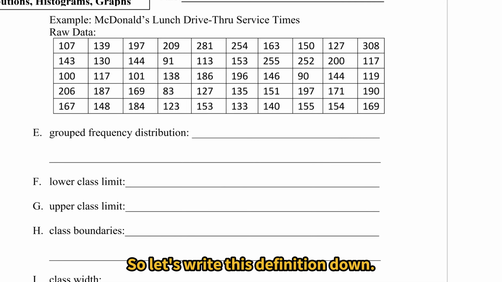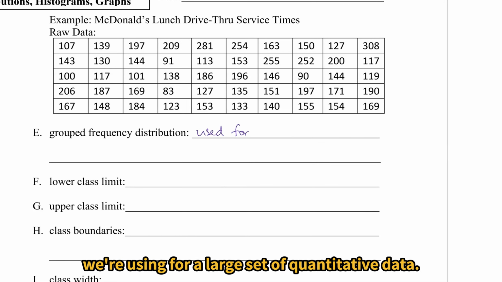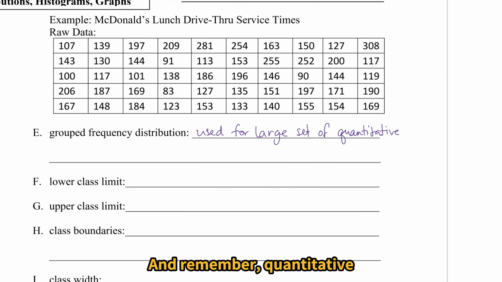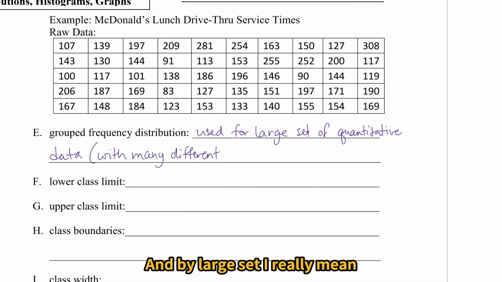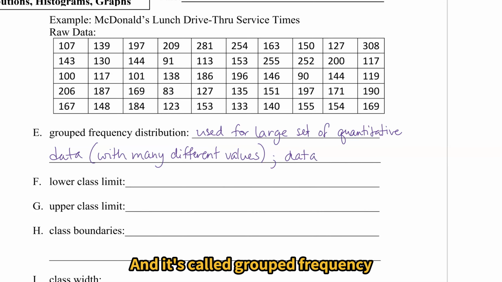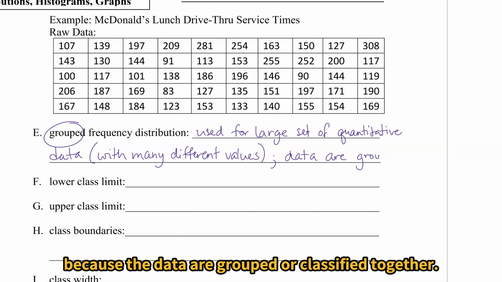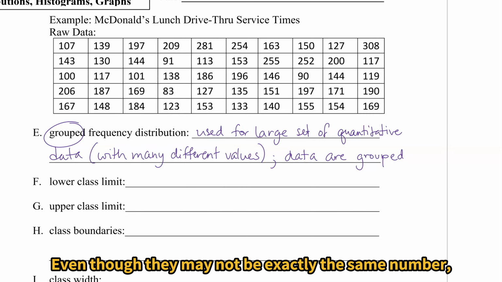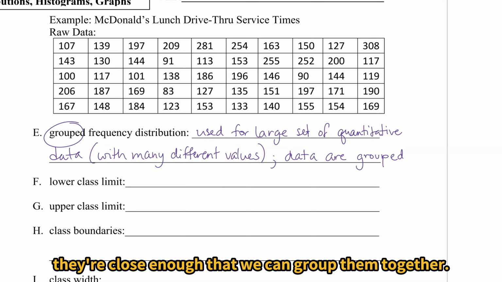So let's write this definition down. Grouped frequency distribution we're using for a large set of quantitative data. And remember, quantitative is just a fancy word for numerical. And by large set, I really mean data with many different values, more than the number of data values that I have. And it's called grouped frequency because the data are grouped or classified together, even though they may not be exactly the same number, they're close enough that we can group them together.